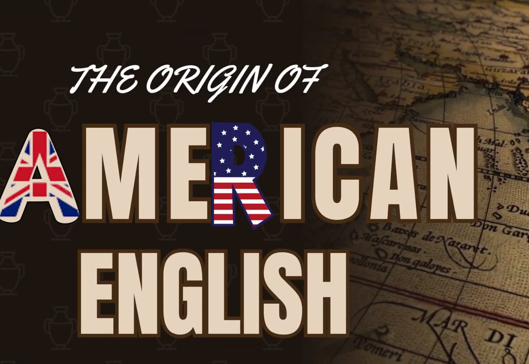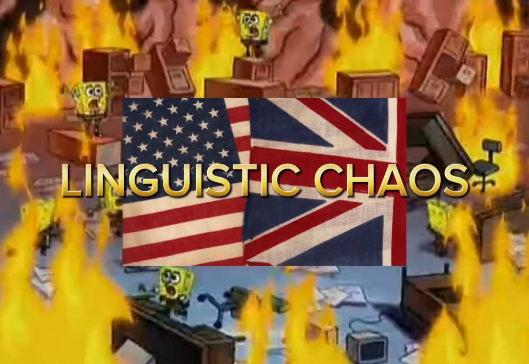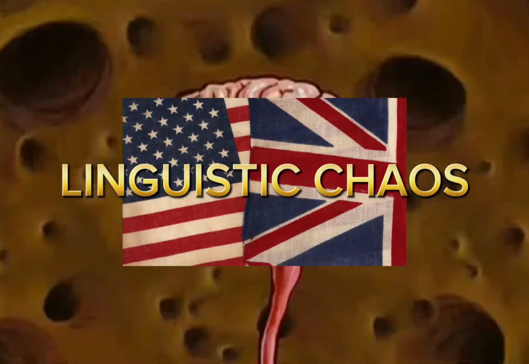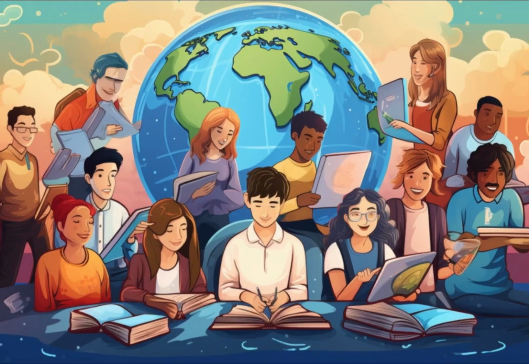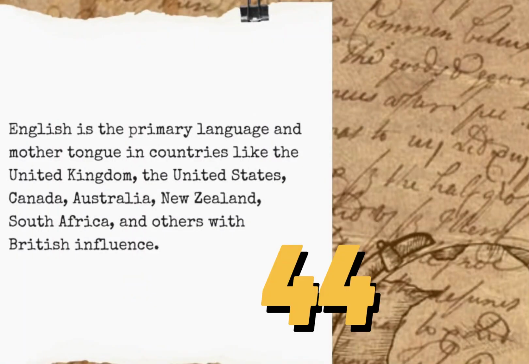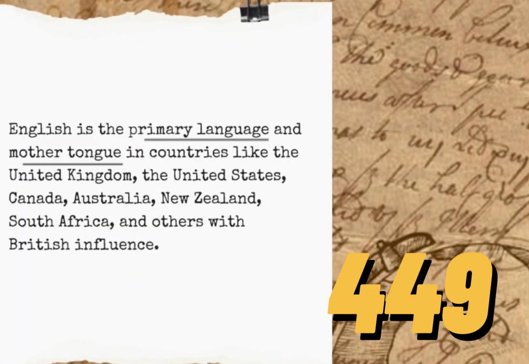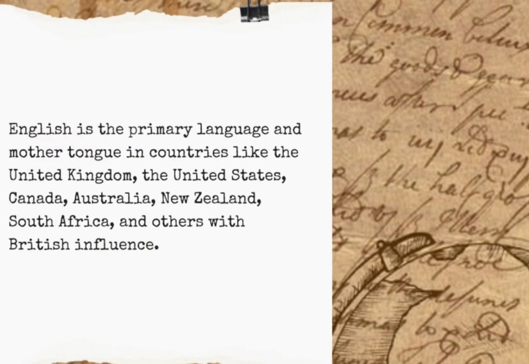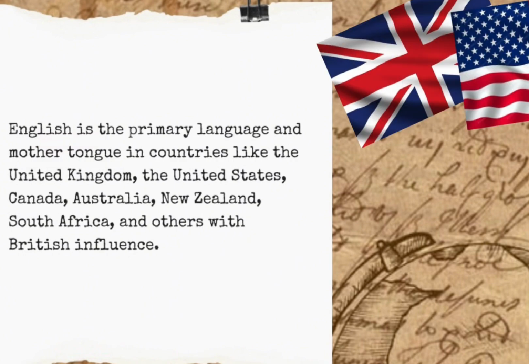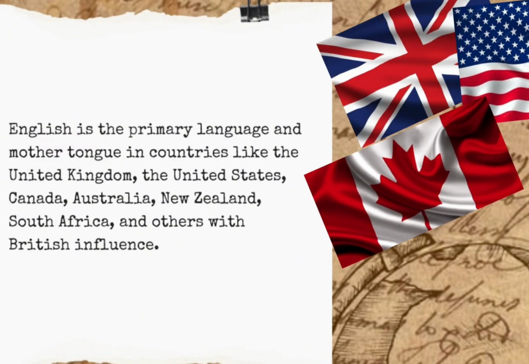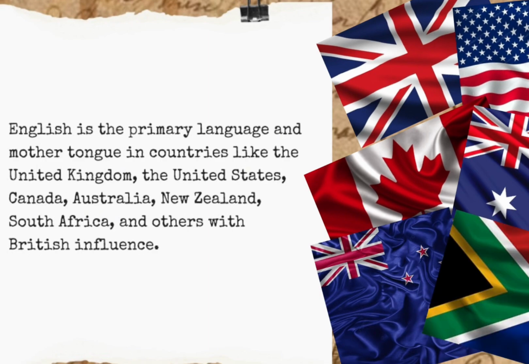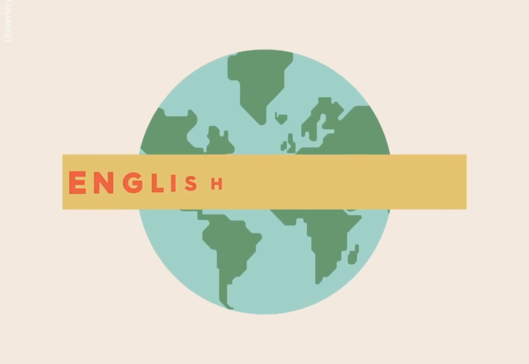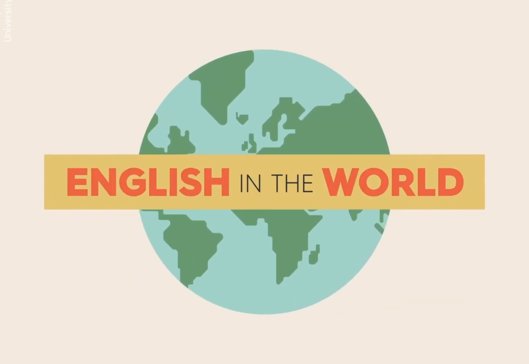Can you imagine the linguistic chaos it must have been to create English, with influences from the Vikings, Romans, and Normans? It's a true cocktail of languages. English is the primary language in mother-tongue countries like the United Kingdom, United States, Canada, Australia, New Zealand, South Africa, and others with British influence, where the majority of the population understands and speaks it.